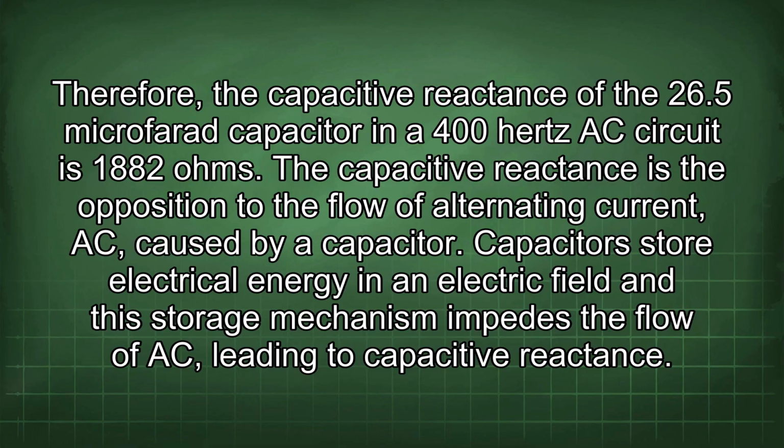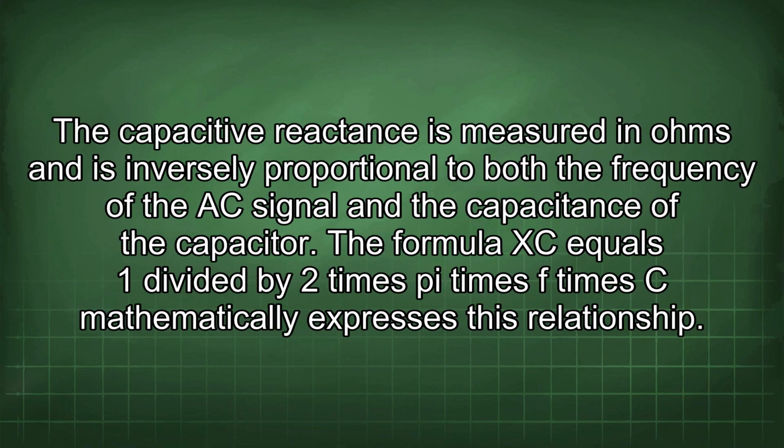The capacitive reactance is the opposition to the flow of alternating current, AC, caused by a capacitor. Capacitors store electrical energy in an electric field, and this storage mechanism impedes the flow of AC, leading to capacitive reactance. The capacitive reactance is measured in ohms and is inversely proportional to both the frequency of the AC signal and the capacitance of the capacitor. The formula Xc equals 1 divided by 2 times pi times F times C mathematically expresses this relationship.